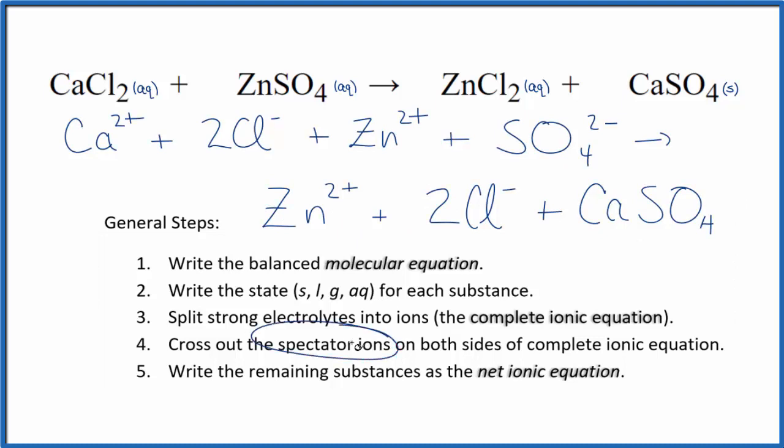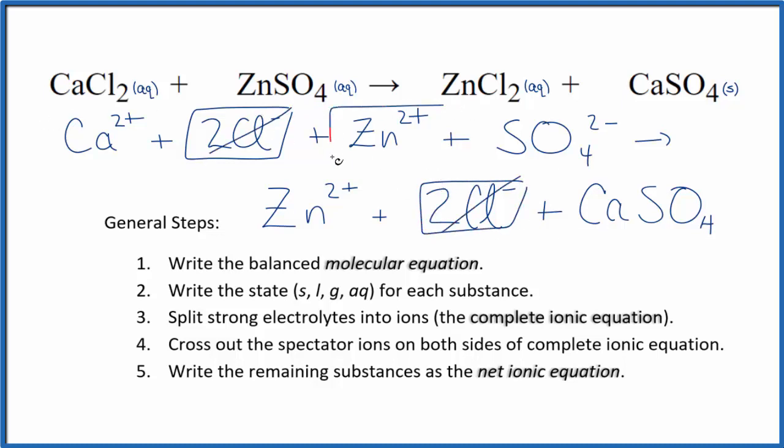Now we can cross out those spectator ions that are on both sides of the complete ionic equation. So I can see in the reactants here, I have 2 chloride ions. In the products, I also have 2 chloride ions. These are spectator ions. Cross those out. I have the zinc ion here, and again in the products, spectator ions. We cross that out. But what's left, that's the net ionic equation for CaCl2 plus ZnSO4.